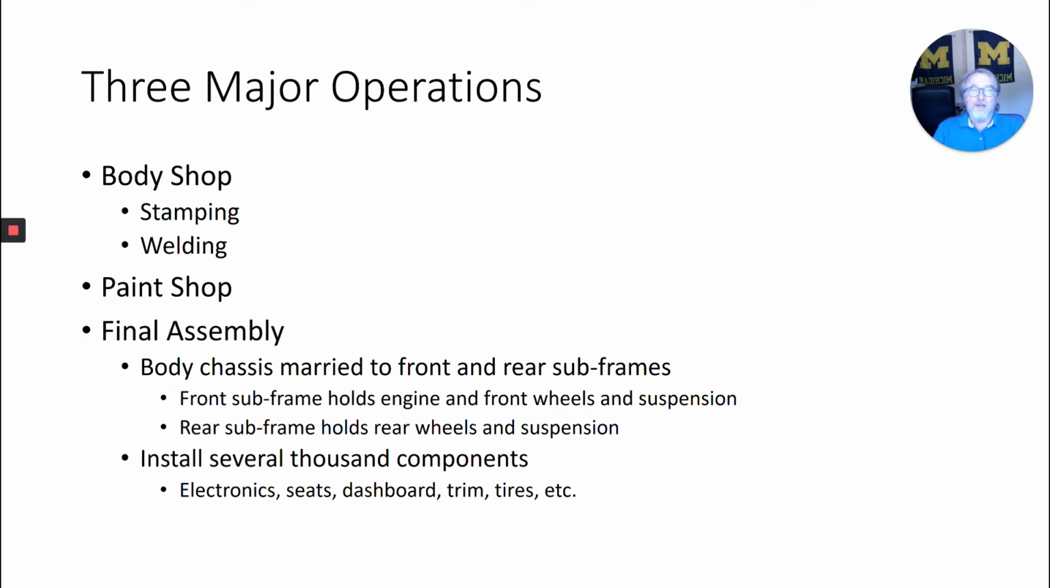There's three major operations in an assembly plant. There's a body shop, which puts together the chassis from rolled steel. That chassis then gets painted in the paint shop. And in final assembly, thousands and thousands of components are attached to the chassis, to the vehicle. So here's just some pictures of those three operations.